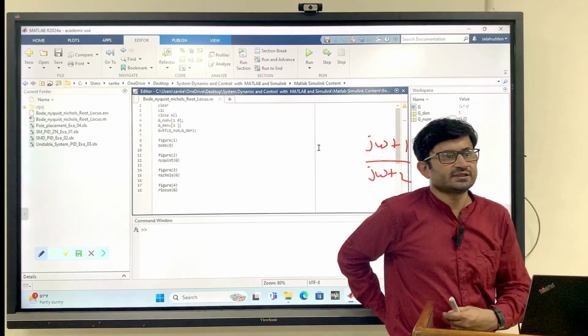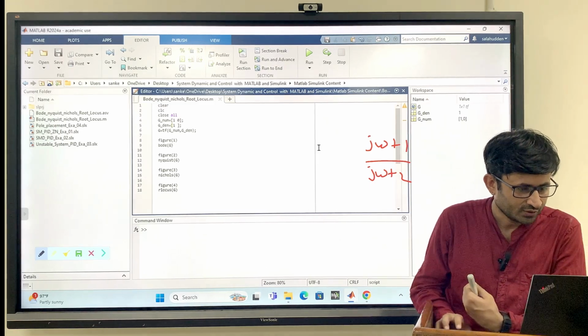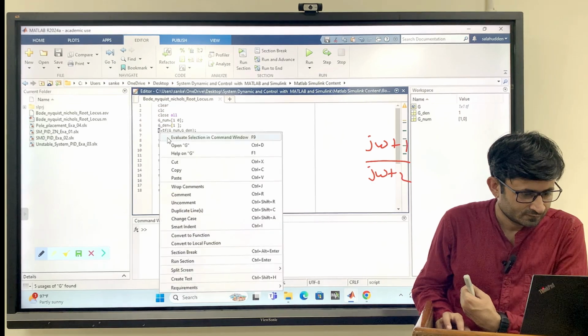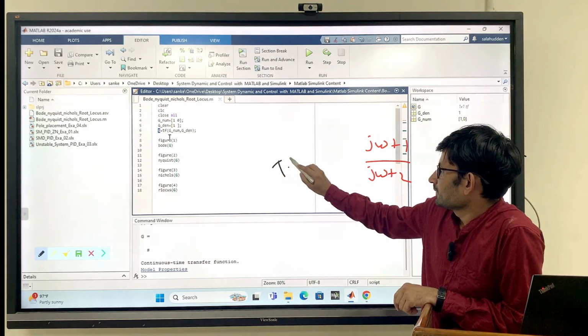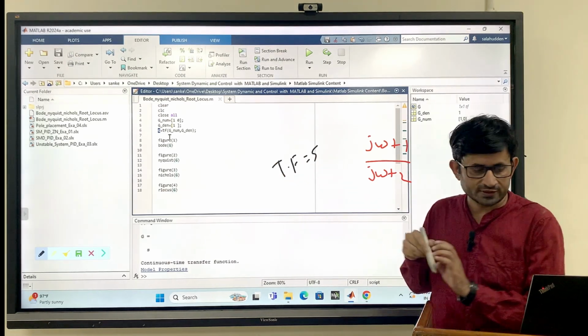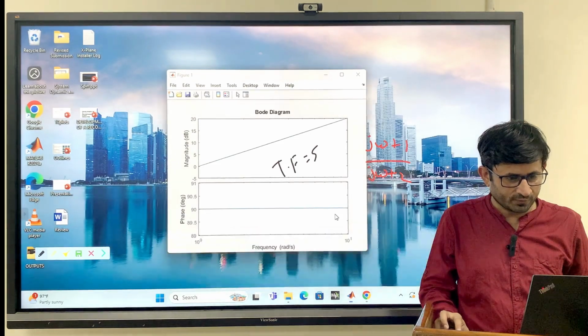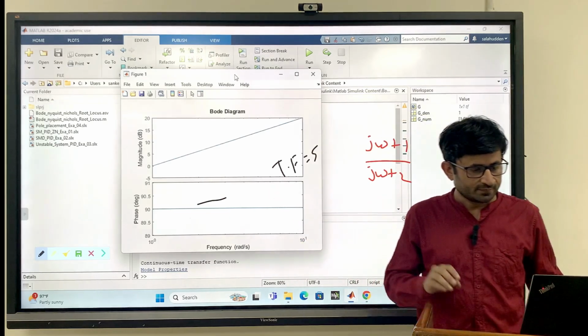Now we will see all four together, right? So let's say we have taken a transfer function, just a derivative, I have taken. So you can see in the Bode plot the gain will keep increasing, and the phase will be plus 90.